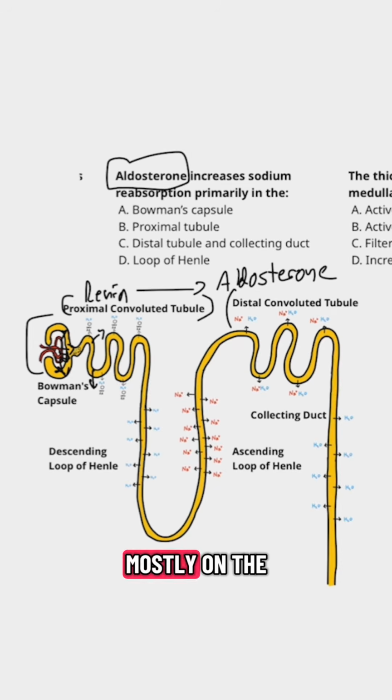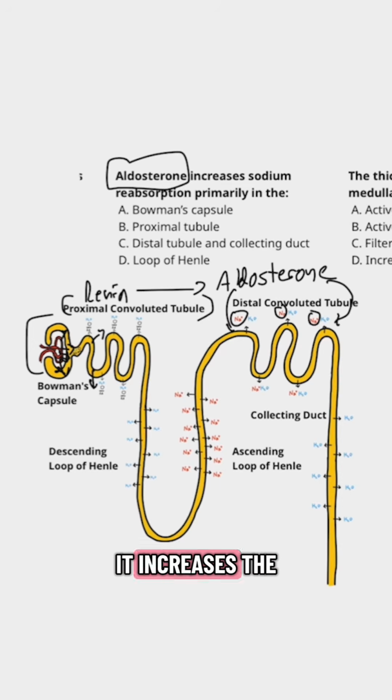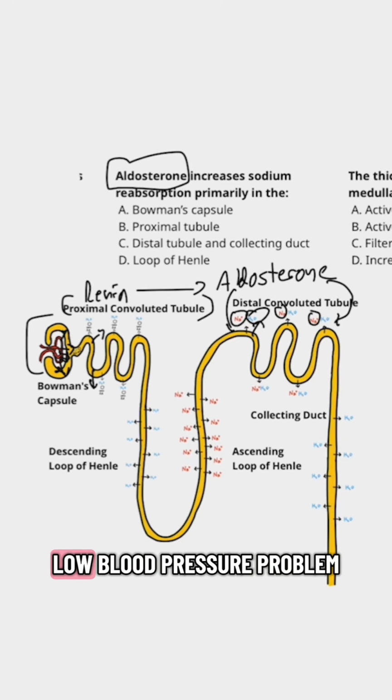Aldosterone then acts mostly on the distal convoluted tubule to cause the reabsorption of sodium, and as sodium is reabsorbed, it increases the osmotic pressure of the surrounding tissue, which then pulls H2O out of the nephron. The reabsorption of that H2O into the blood increases the blood volume and fixes that low blood pressure problem.